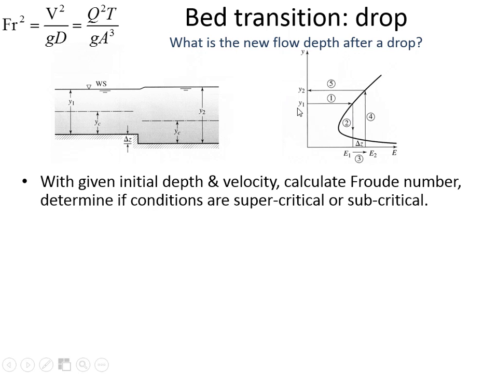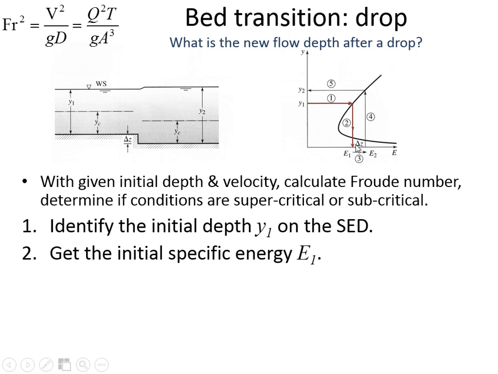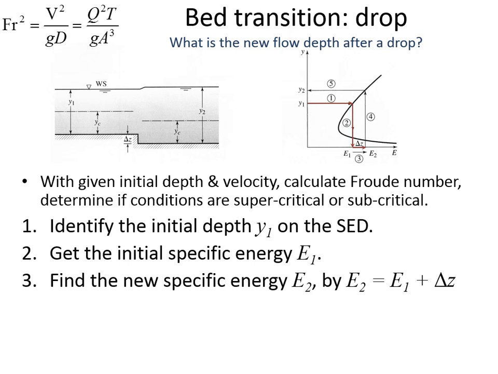So, starting with the known y1, you go over to the diagram and find the initial depth on the specific energy diagram. You follow that down and intercept the energy axis, so you find out how much initial specific energy there was. Then we're going up by the amount of the bed step. This step down is sort of like gaining energy, because we were at some higher elevation, and there's going to be more specific energy once you step down off of that drop.